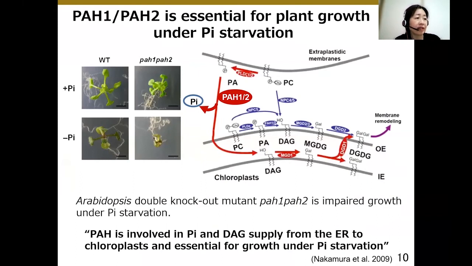We also found that the Arabidopsis double knockout mutant pah1 pah2 shows a severe growth phenotype under phosphate starvation compared with wild type. The hypersensitive phenotype of pah1 pah2 to phosphate starvation explained well that PAH1 and PAH2 are essential enzymes for growth under phosphate starvation, because they are involved in lipid remodeling under phosphate starvation and the release of phosphate from phospholipids.